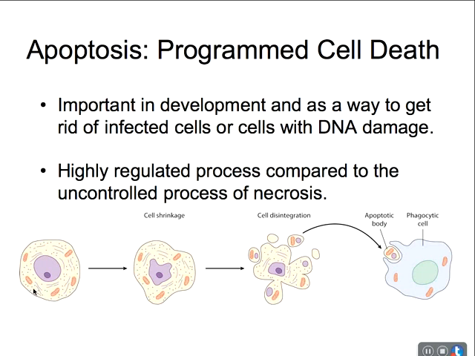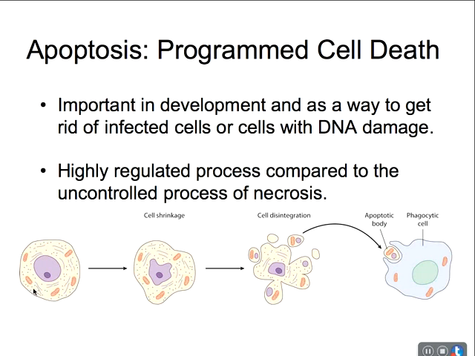Some examples I gave you: the finger webbing during development of a fetus, to kill off the cells to give individual fingers. It happens at other points in development. It actually happens in neural tissue at one point in development where some cells are killed off, and it actually enhances connections between other cells and the development of neural tissue in a fetus.